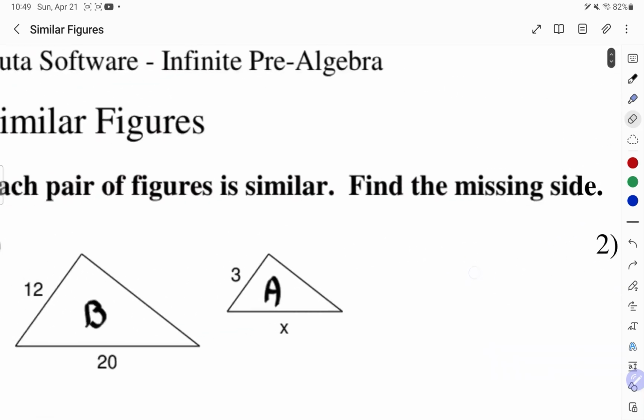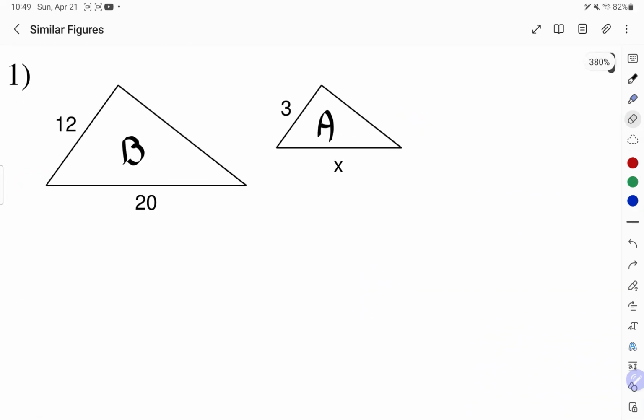So let's go ahead and do number one. Let's go ahead and start. I'm gonna do the first side. So I'm gonna be looking at 3, and I'm gonna see which side is similar to 3. In this case, it's gonna be 12. So that's how I'm gonna set it up. It's gonna be 3 equals 12.